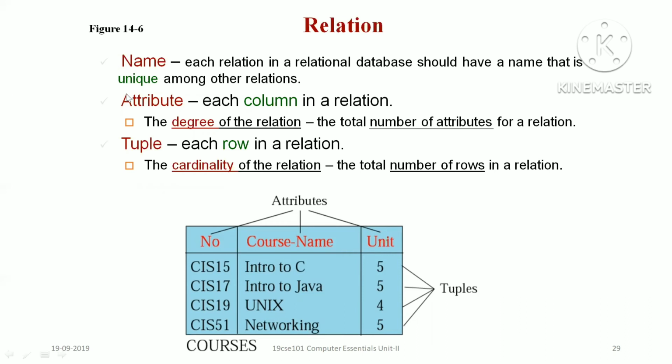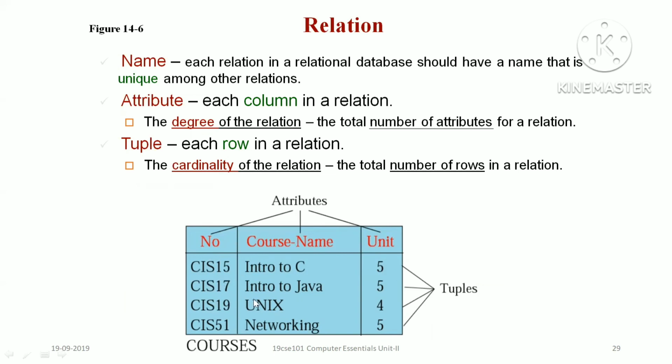Right? Now, what are attributes? Attributes means columns. Here, what are the columns? Number, course name, and unit. These are attributes, or we can say columns. The total number of attributes for a relation is called the degree of the relation. Number, course name, and unit: if we count all this, then that is the degree of the relation.